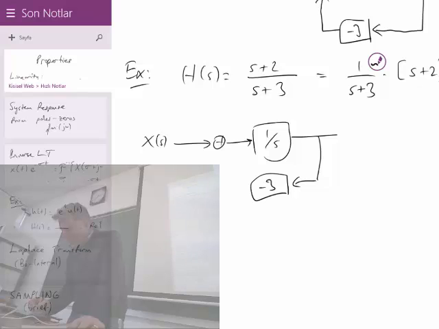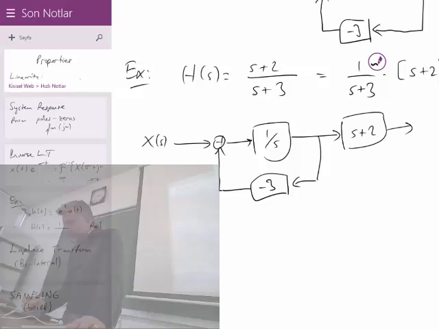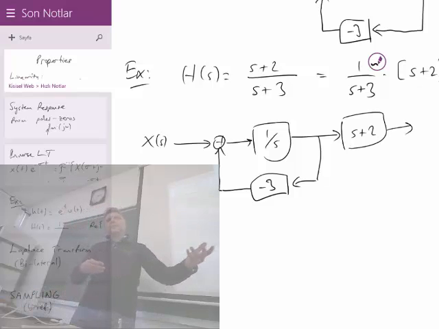Minus 3, you multiply and feed it back like this. This is 1 over s plus 3. We all agree with that. And I'm now cheating by saying that the rest of the system is s plus 2, only because it's in the numerator. Its implementation, I don't even care.